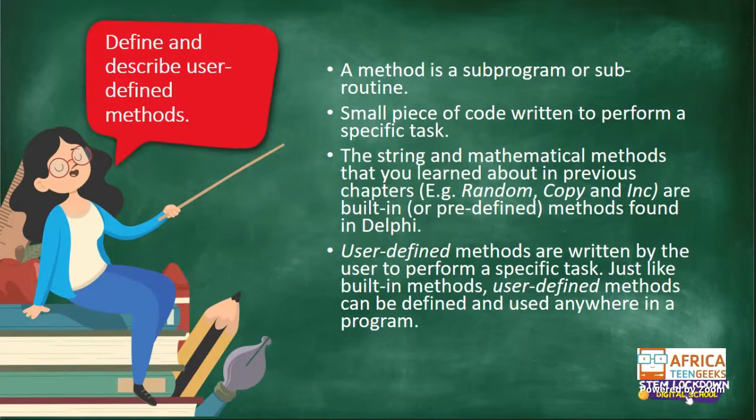But what you will find as you go on in programming is sometimes you need a little subroutine for yourself, for your program, that you may want to use over and over again in your program, or even in other programs. So you would keep it somewhere and you can just reuse that. So just like in built-in methods, user-defined methods can be defined and used anywhere in a program, or even from one program into another program.